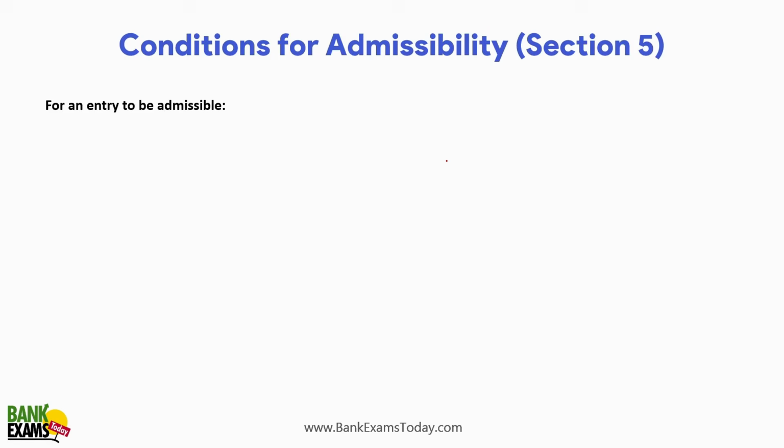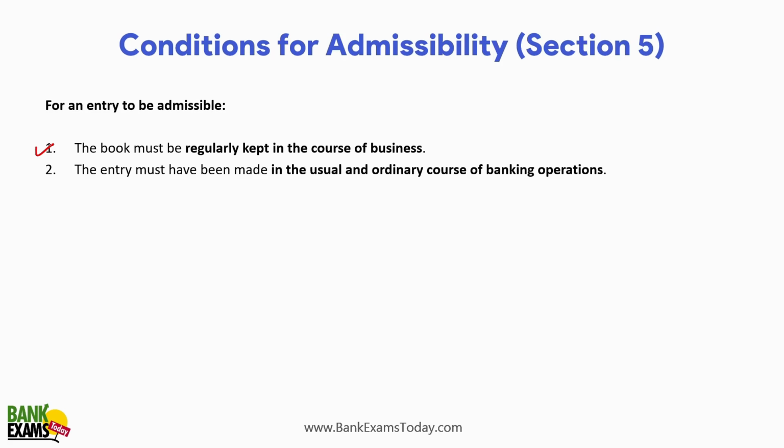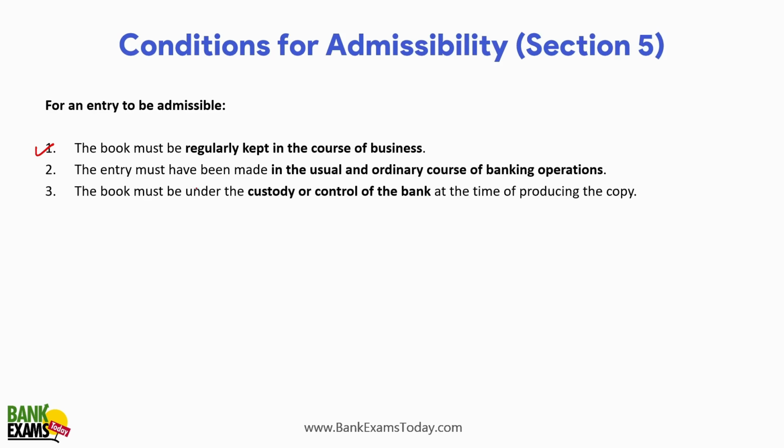So the conditions of admissibility under Section 5: the book must be regularly kept in the course of business by the bank. The entry must have been made in the usual and ordinary course of banking operations, and the book must be under the control, under the custody of the bank. This ensures the authenticity and reliability of the record. So the custody is important, and it should be regularly kept in the regular course of business.